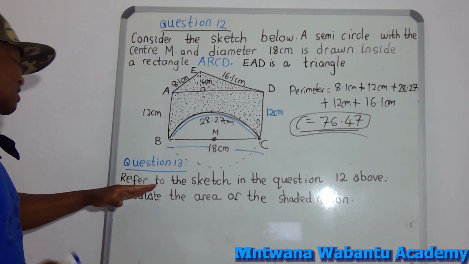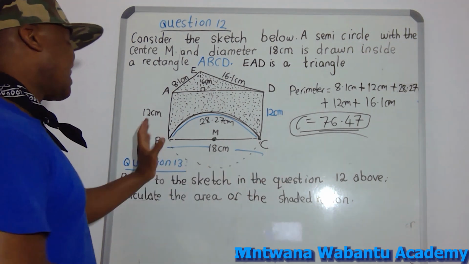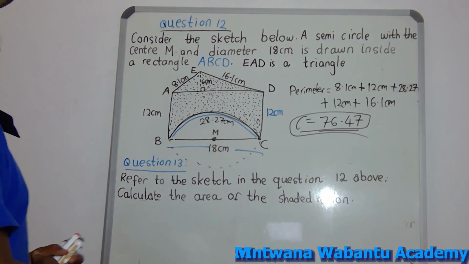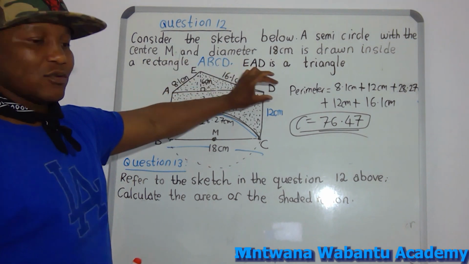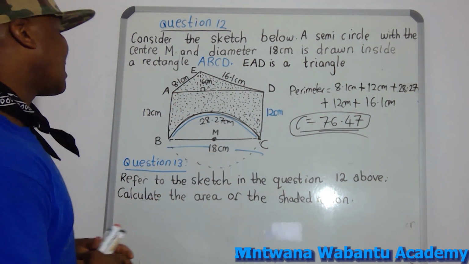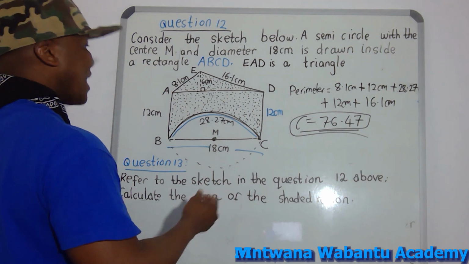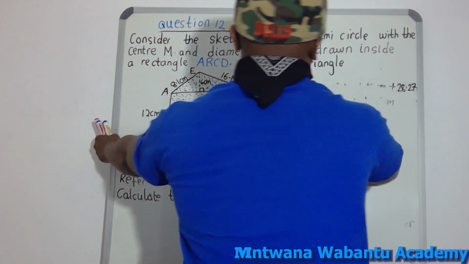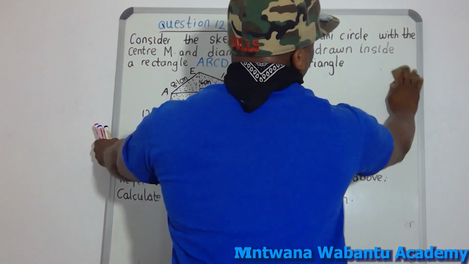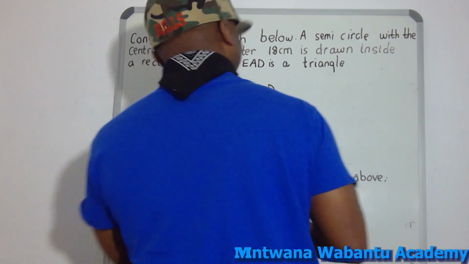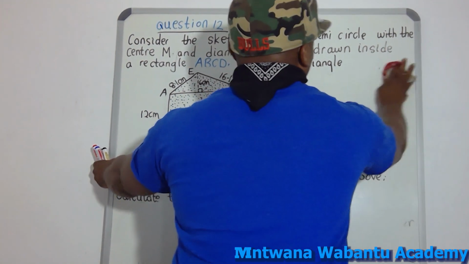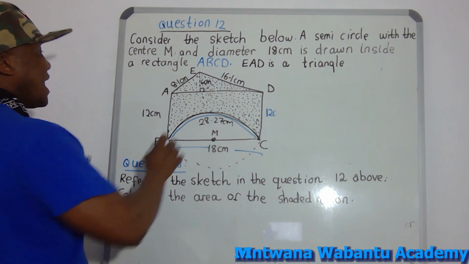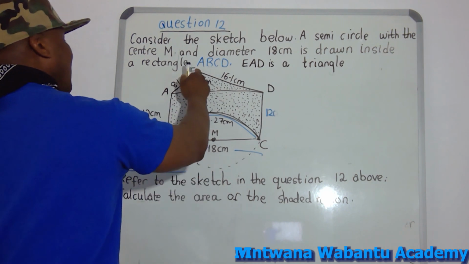Now the second part. They say refer to the sketch in question 12, meaning this sketch here, and calculate the area of the shaded region. It's very easy. To get the area of the shaded region, first and foremost I'm going to find the area of this triangle, which is easy. Let's make some space here. Shaded region area means I want to find this area first, the area of EAD first.